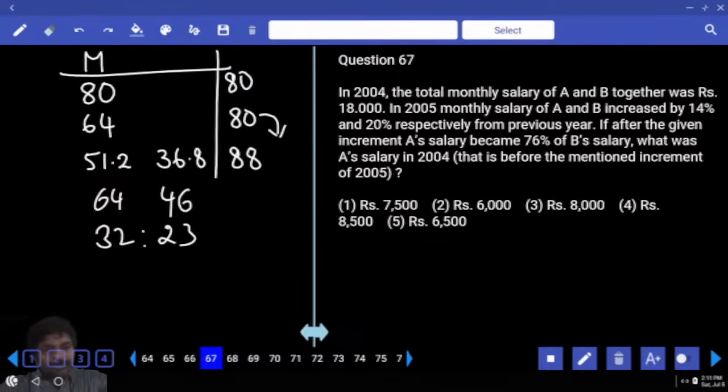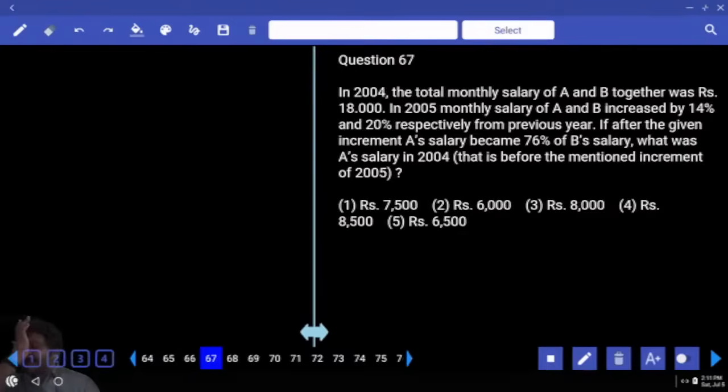In 2004, total monthly salary of A and B together was 18,000. In 2005, monthly salary of A and B increased by 14% and 20% respectively from previous year. If after the given increment, A's salary became 76% of B's salary, what was A's salary in 2004?